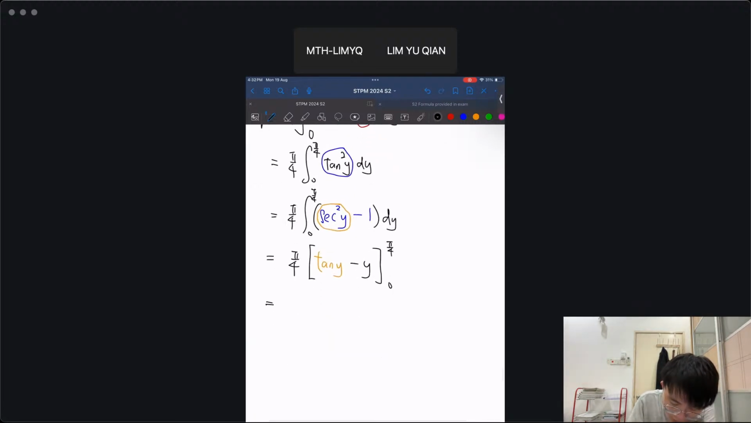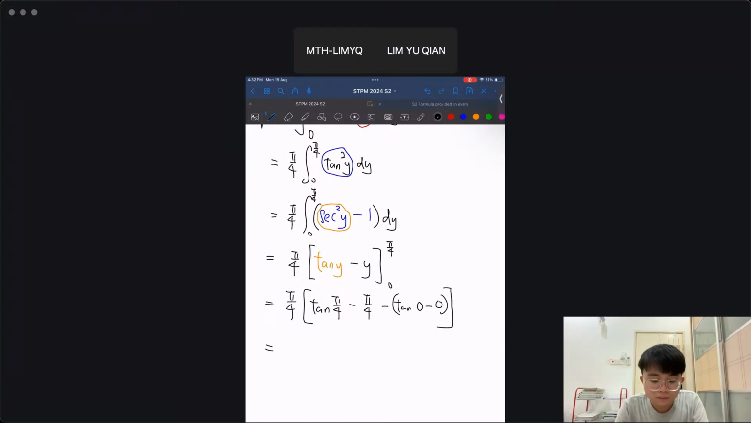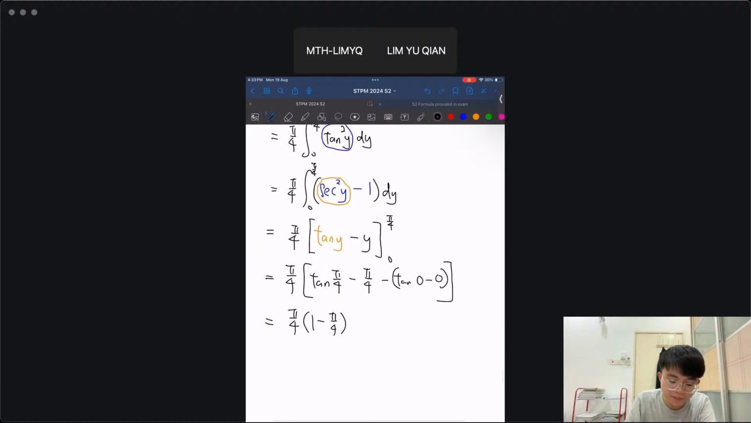So tangent pi over 4 minus pi over 4 minus tangent 0 minus 0. Tangent 0 is 0, so nothing there. Tangent pi over 4 is 45 degrees, which is 1. Right? So 1 minus pi over 4, multiplied by pi over 4. Sorry, so that's the final answer.